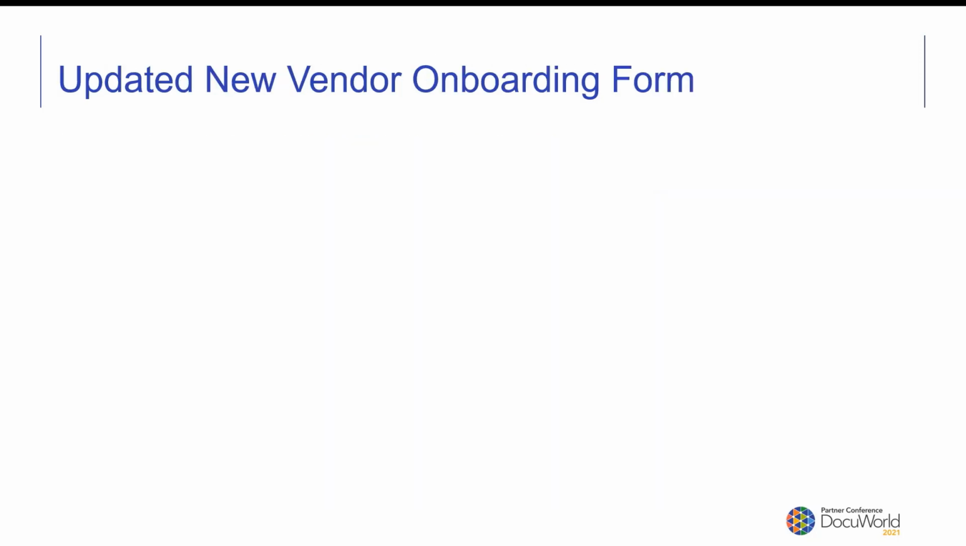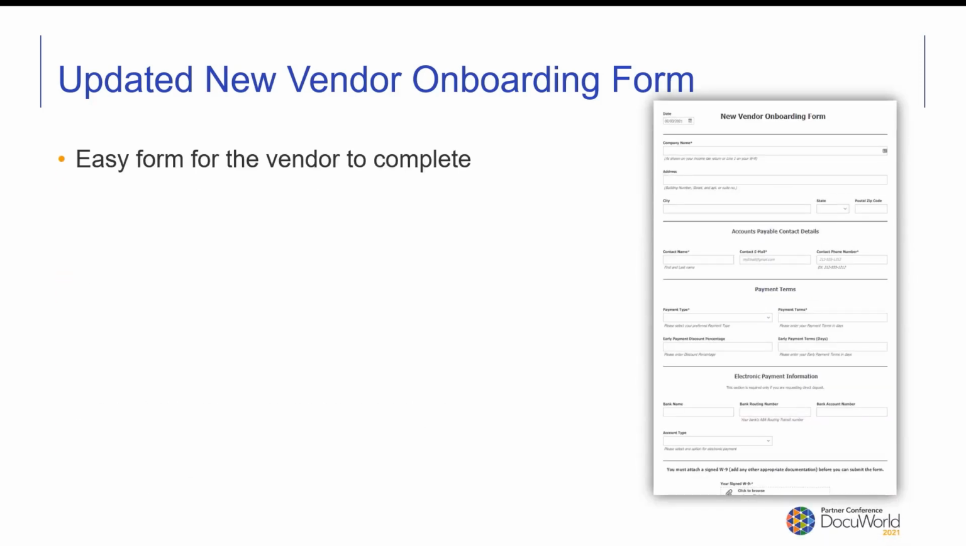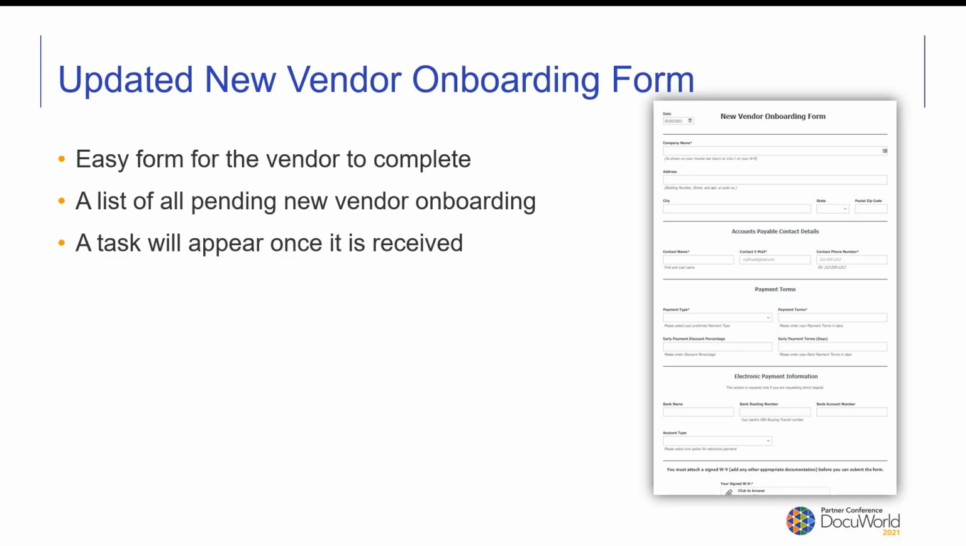We also made some vendor onboarding enhancements. A new and improved easy onboarding form for the vendor to complete. They just enter their data, for example, name, address, contact information, payment terms, and attach their Form W-9 and submit. A new list has been created to keep track of all those pending new vendor onboarding forms so you know who hasn't completed their onboarding form. You will now receive a task for the completed onboarding form, and it will appear once it is received from your vendor.